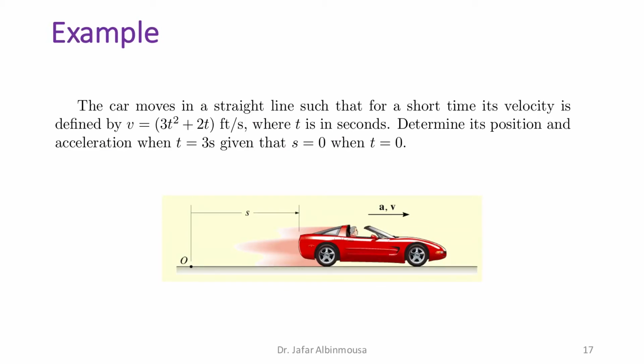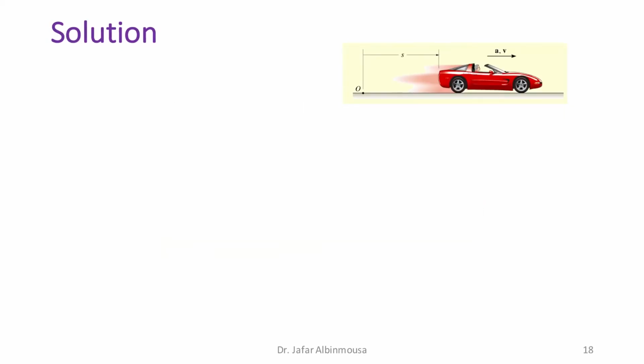In this example, we have a car that moves in a straight line such that for a short time its velocity is defined by an equation v equals 3t squared plus 2t feet per second, where t is in seconds, and we want to determine its position and acceleration when time equals 3 seconds, given that the position is s0 when the time is equal to 0. Now we will start with the position.